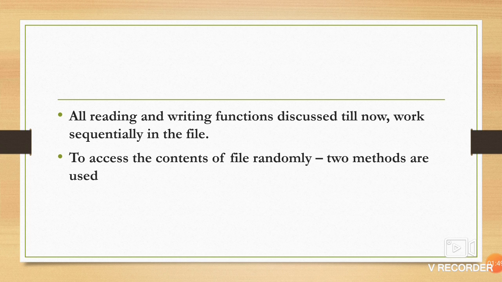If I want to access the contents of the file randomly, meaning if I want to access some data from the middle of the file, how can I access it? Python provides two methods for this. By using readlines, we can access the content of the file sequentially. But if you want to access the contents of the file randomly, then you can use these two methods, seek and tell.